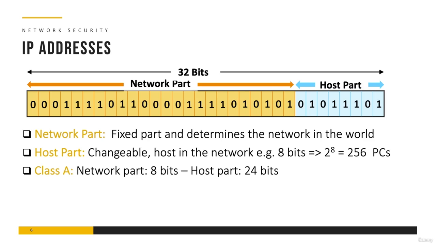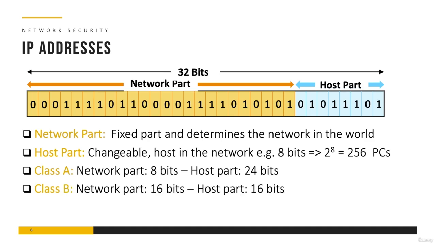So we have class A IP addresses in which the leftmost 8 bits are fixed and you use the rightmost 24 bits. So always remember 8 plus 24, 32 bits in total. So the network and host part should always add up to 32 bits. In class A networks, we have a large number of hosts possible, 2 raised to the power 24, which is a very big number. In class B, we have 16 bits for the network part and 16 bits for the host part. So once again, 32 bits in total.